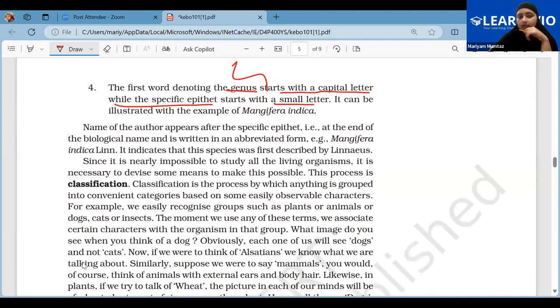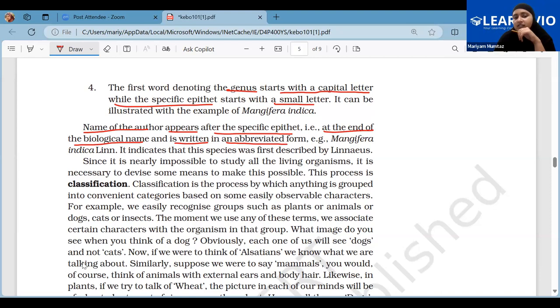Clear? Now, sometimes, for example, if you went on a hike or anywhere and you discovered a new plant and you want to name it, you would want your name printed along with it, since you are the one who found it. We would want that credit. So that is also possible. The name of the author appears after the specific epithet. If any author wants to publish his or her name along with the scientific name, it is written at the end of the biological name in an abbreviated form.